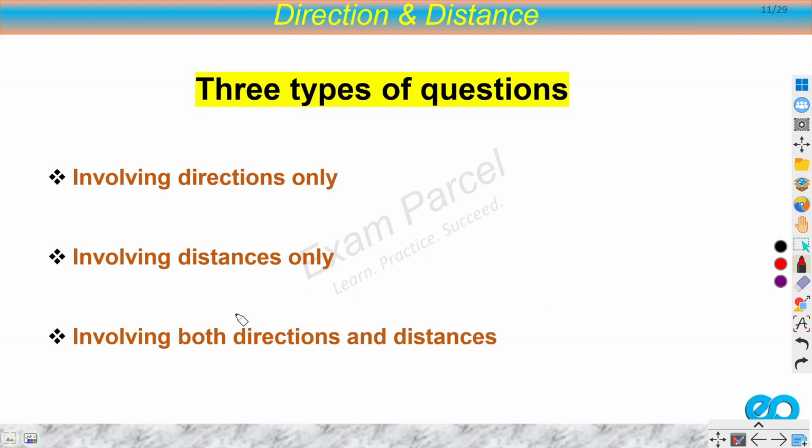So there will be three types of questions. First type is involving directions only. So only direction will be involved. Second type is involving distances only. So only distance will be involved. And third type is involving both direction and distance. So there will be a mixture of these two, okay, in the third type.